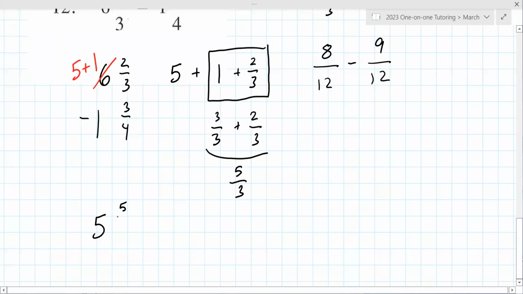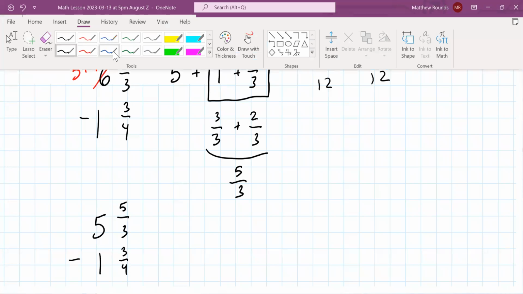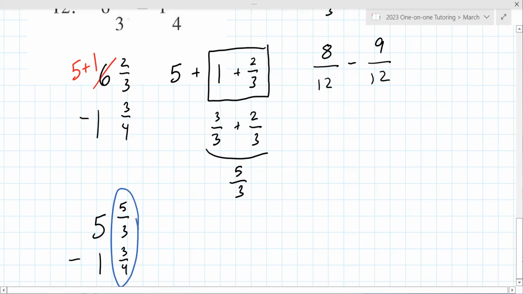5/3 minus 3/4. So now we've got to come off to the side here and work on this 5/3 minus 3/4. Okay, will you do that part for us, please? Let me know if you got any questions.